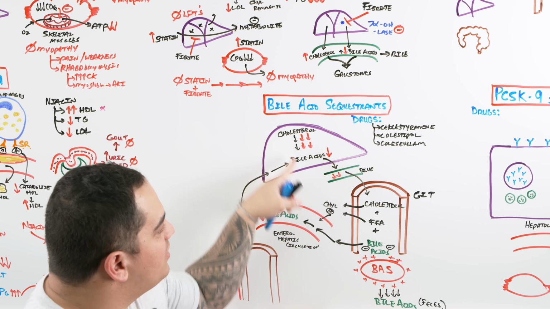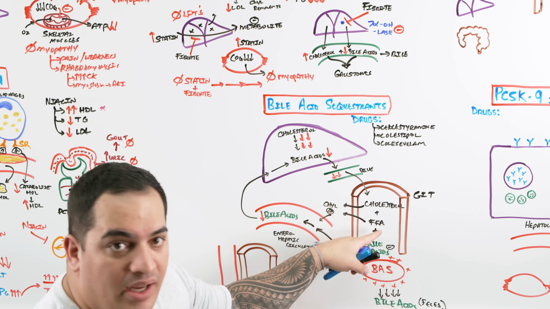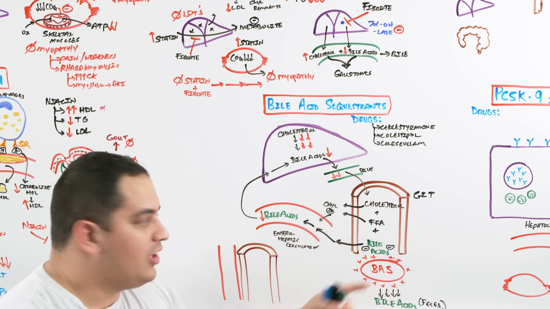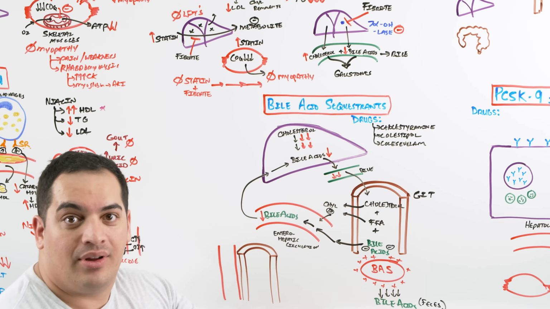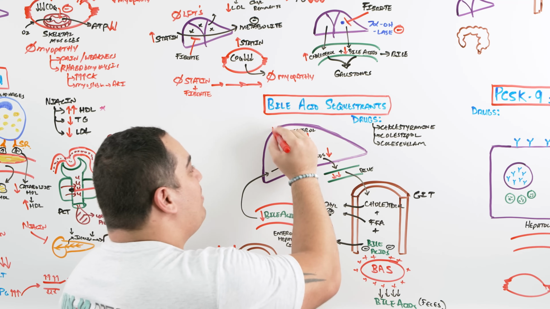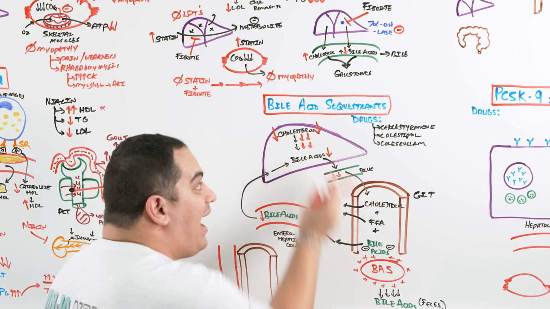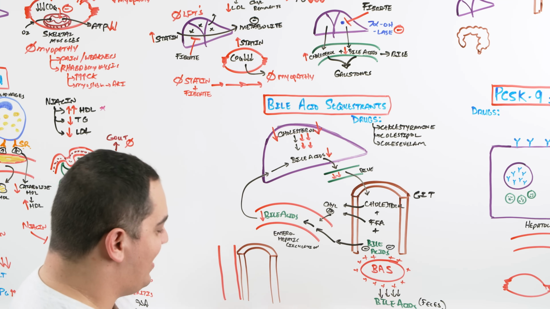But now cholesterol is going to have to go to make bile acids so that it can put more of those bile acids into the biliary circulation to absorb more fats, because we're not recycling it right now, we're pooping it out. What happens to the level of cholesterol now? It's going to plummet. I'm going to drop the level of cholesterol in the liver because I'm using it to make bile acids.